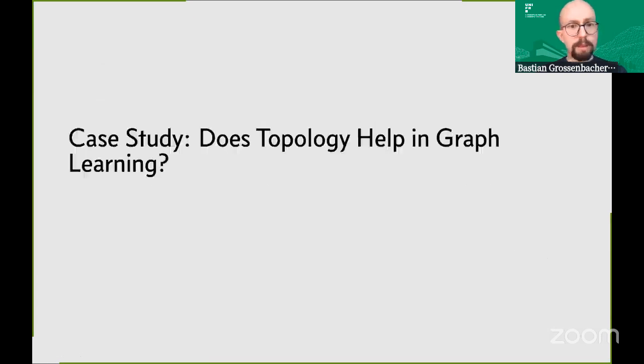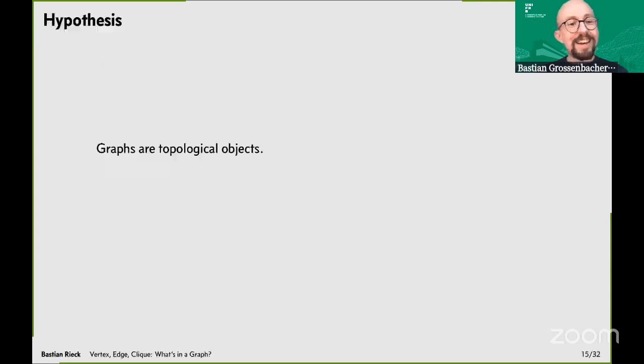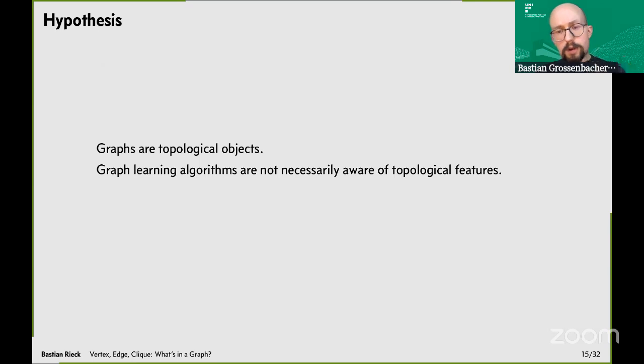So to give you a case study from my own research, because it's always best, instead of criticizing the community, let's rather criticize myself. That's always better, because I think I can do this way better than someone external could. So we had this idea of looking at whether topology can help in graph machine learning. Our basic hypothesis, before we started anything, was that, well, to some extent, graphs can be considered topological objects, fair enough. So graph learning algorithms are not necessarily aware of topological features. For instance, there are still graph learning algorithms that have some problems dealing with disconnected components, or with cycles of arbitrary length.